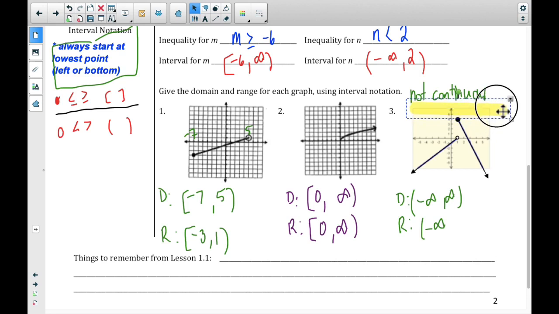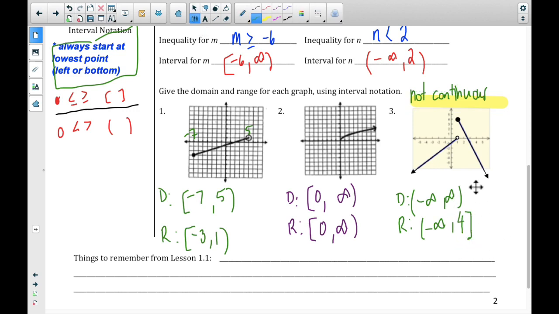After that, there's no more. But it did exist in all these places. And so it goes all the way up to, it's kind of fuzzy, but I think that's a 4. And we do put a bracket on it because it is a solid dot there.